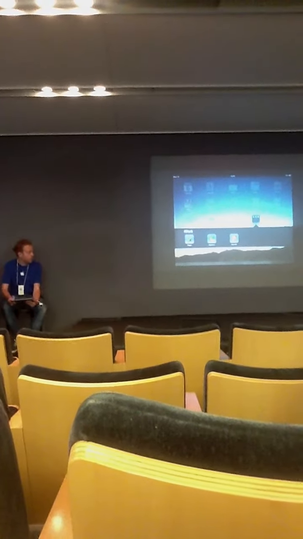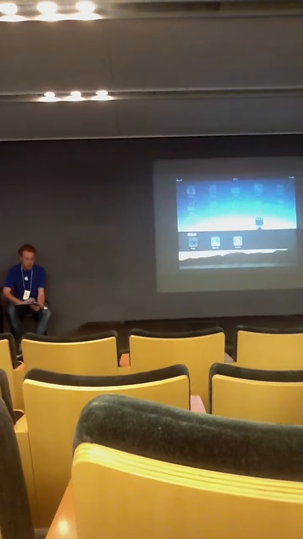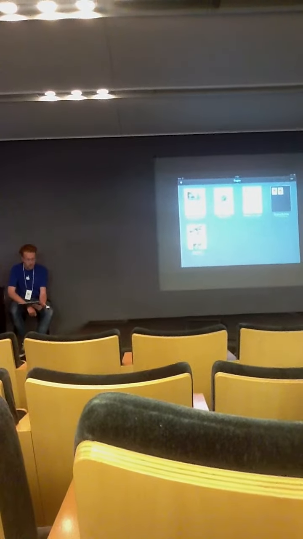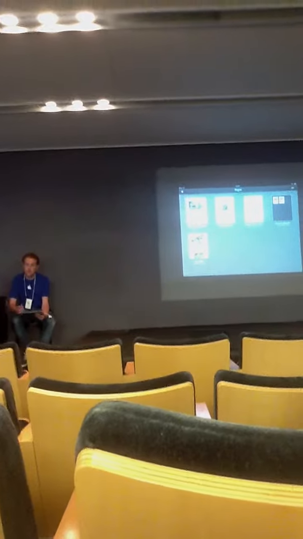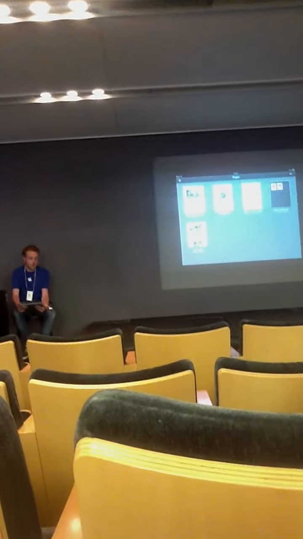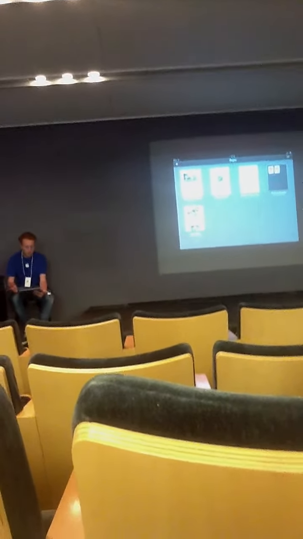Pages. Pages is the word processing application. If I just tap on Pages, it opens up for us. And it shows us all the documents that are already in this iPad. Now this demonstration iPad has a few documents that are already created.